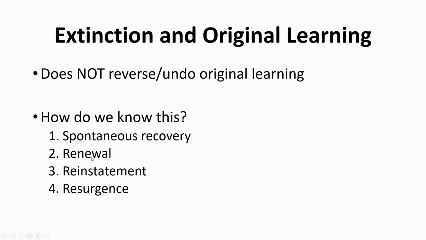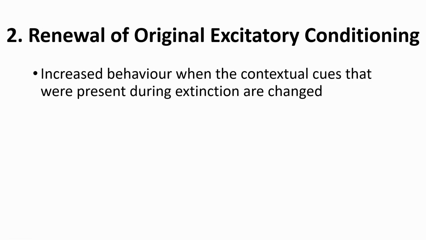Let's look at renewal, number 2 here. And renewal is going to be specifically the renewal of our original excitatory conditioning. So this happens when we see an increase in behavior when our contextual cues that were present during extinction are changed. So specifically, this is telling us that as we move away from what we experienced during extinction, as the environment changes or as the stimuli that are present change, then we'll see that behavior return, and the extinction is less and less effective as these cues change.